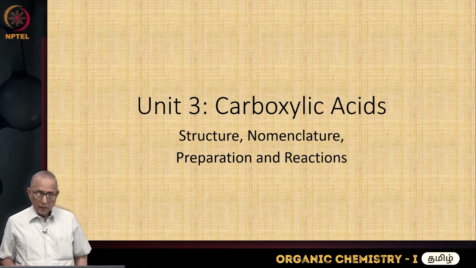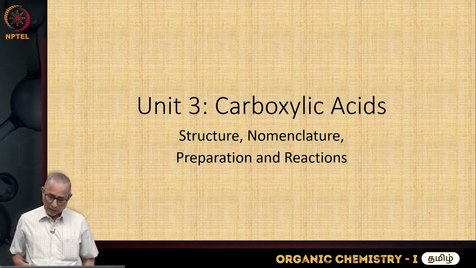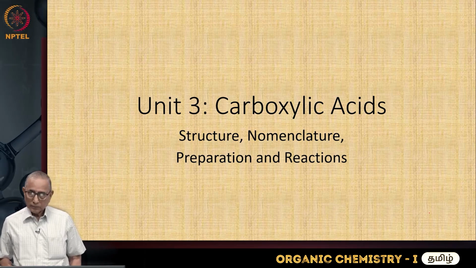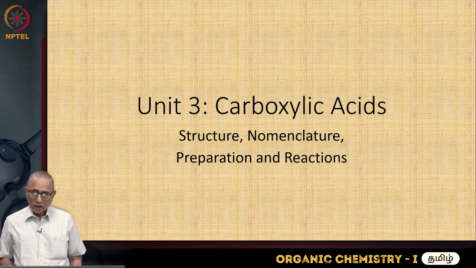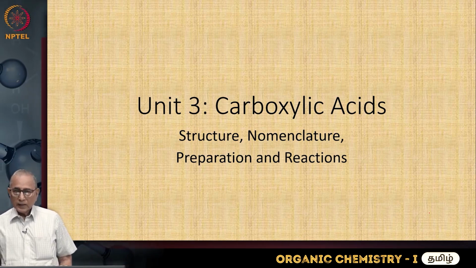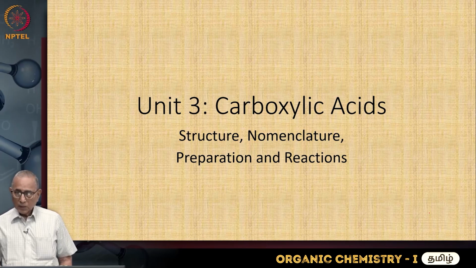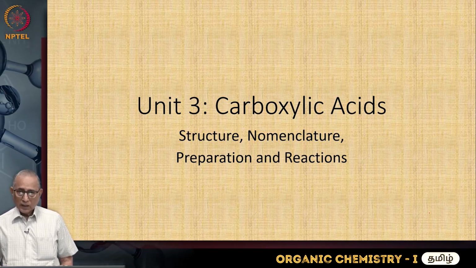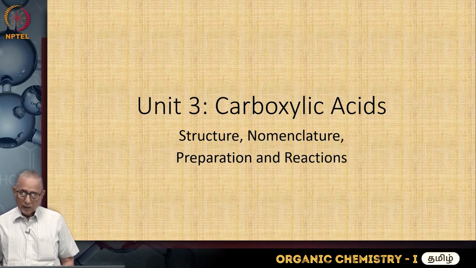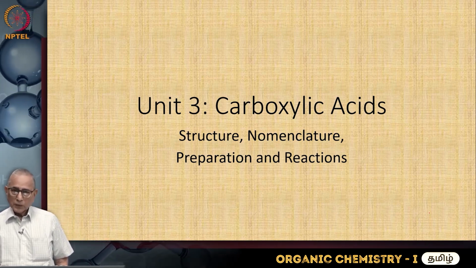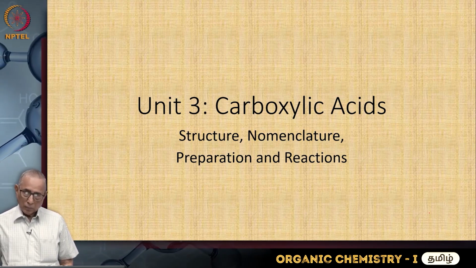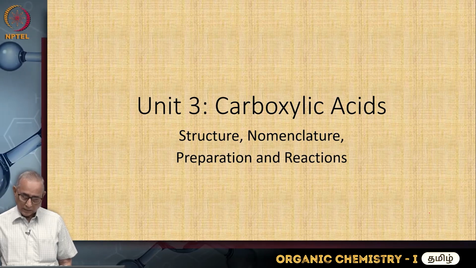Next, Unit 3 in your syllabus: carboxylic acids. First we saw phenol, an OH group attached to the phenyl group. Then we saw carbonyl compounds, where the CO group is attached to either 2 hydrogens, which is formaldehyde, or 1 hydrogen and 1 alkyl group, which is acetaldehyde or propionaldehyde, etc. If both the groups are alkyl groups, they are called ketones. Propanone was the first member of the series.